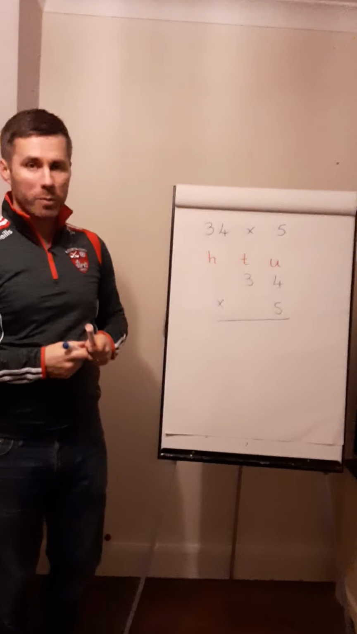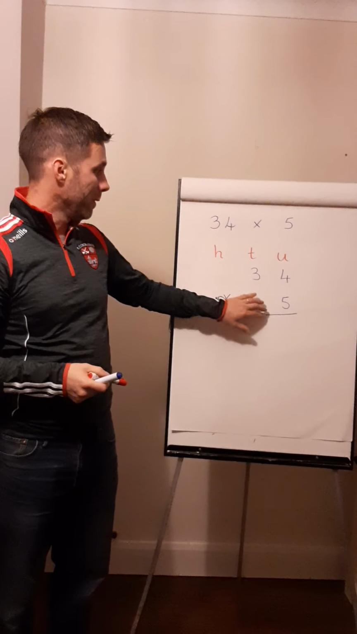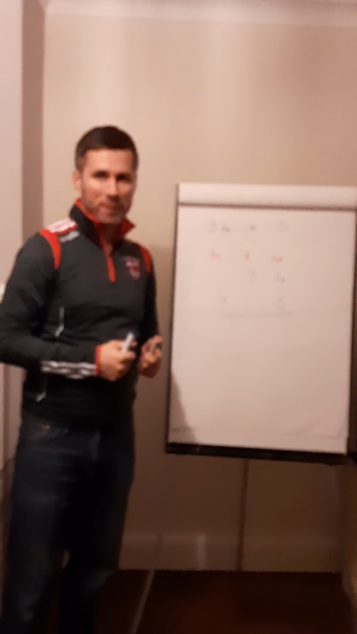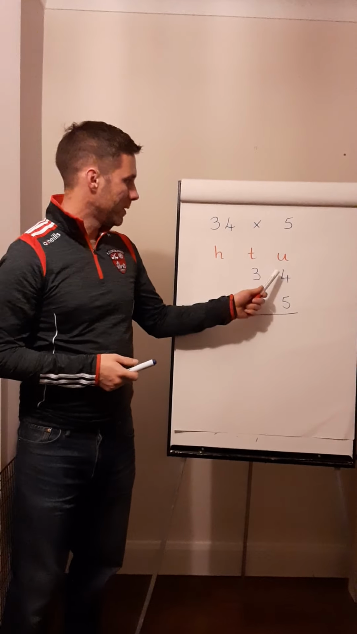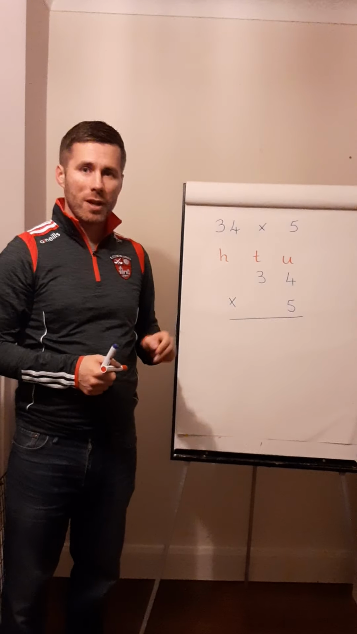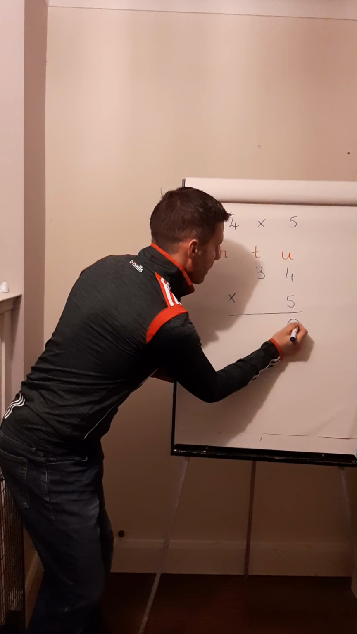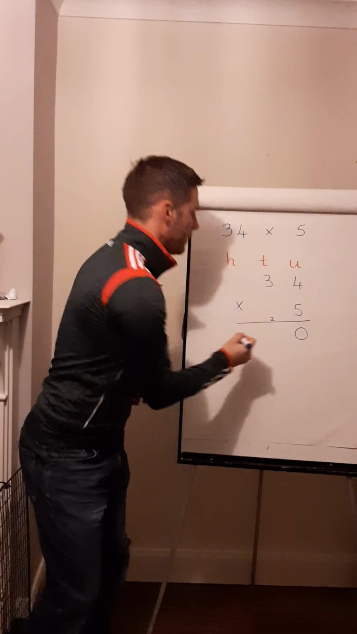So our single-digit number went on the bottom again, and that is our multiplier. We're multiplying 34 by 5. We're making 34 5 times bigger. So again, we start with our units. 5 fours are 20. That's 2 tens and 0 units. So put our 0 units in our units answer column and carry our 2 tens.